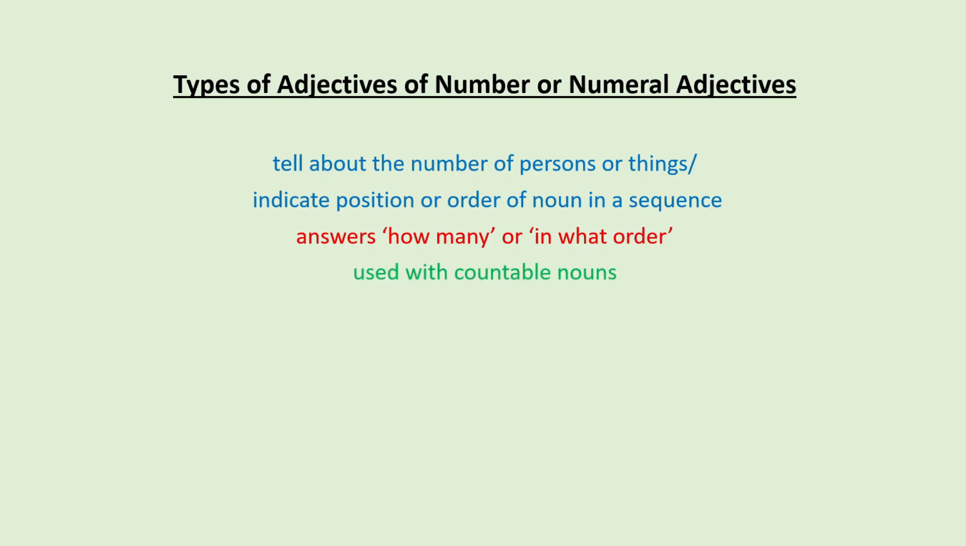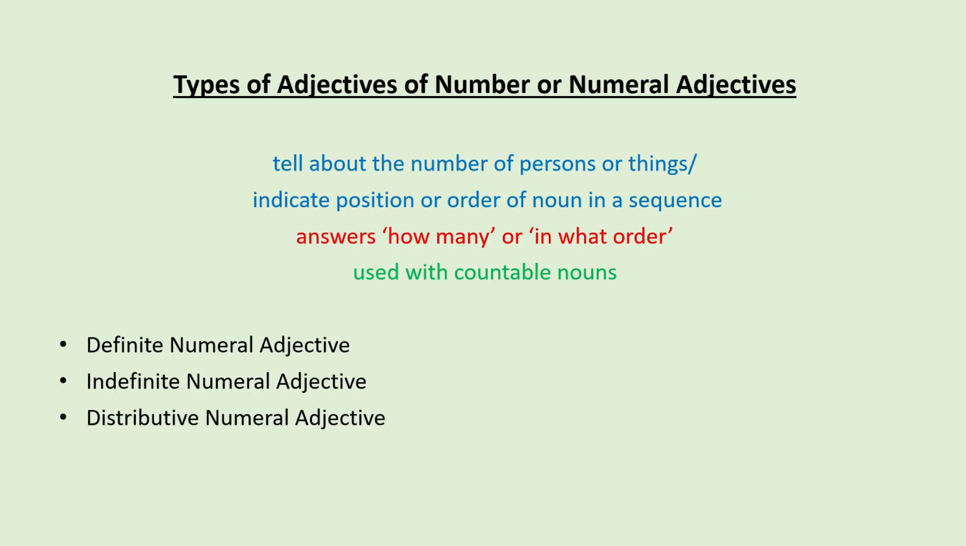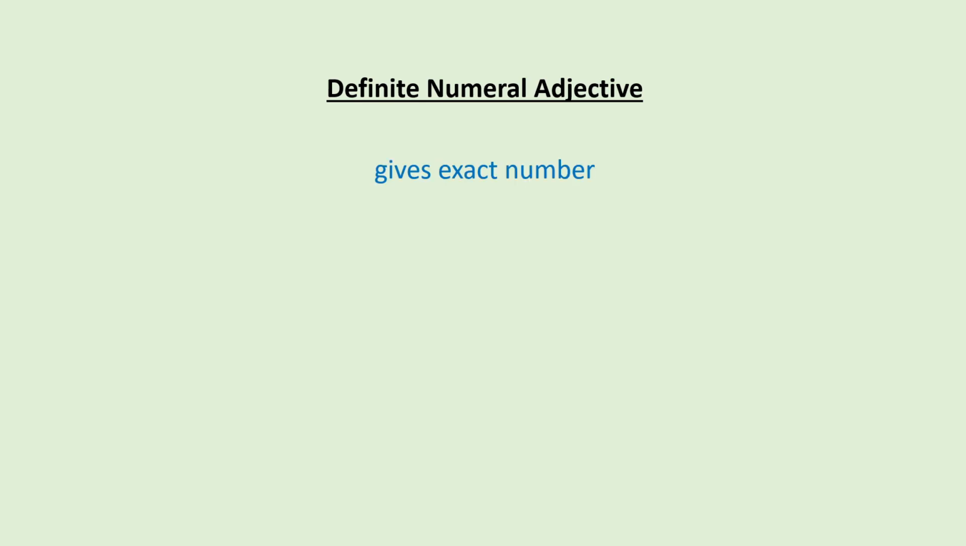Coming to the kinds of numeral adjectives. Numeral adjectives are of three kinds: definite numeral adjective, indefinite numeral adjective, and distributive numeral adjective. Let us start with the definite numeral adjective. A definite numeral adjective gives us an exact number. From the name it is very clear: it is definite, so the number is exact.